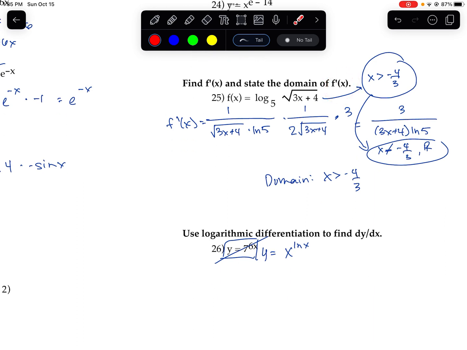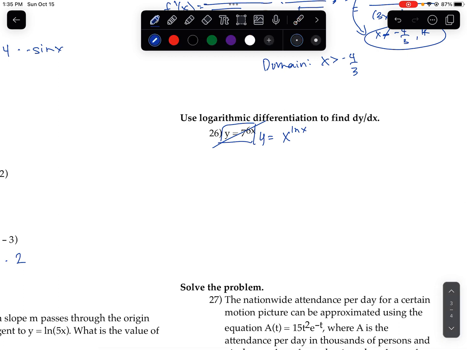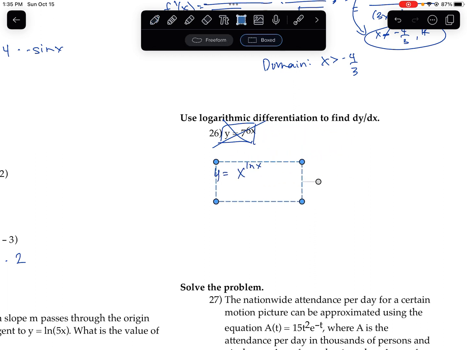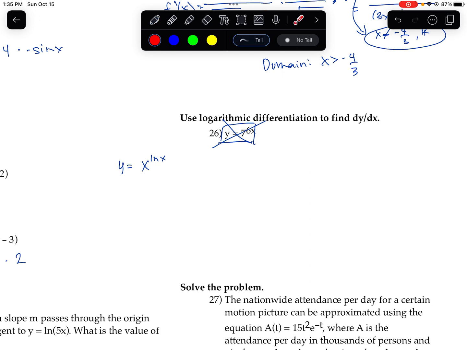Hopefully that makes sense. Okay, for this one, logarithmic differentiation. So I cross this out because I don't like it. We're going to use this function right here. Logarithmic differentiation is a method we use whenever we have a variable in the base and in the exponent, because I can't use the derivative of an exponential or the power rule. So we're going to use logarithmic differentiation.